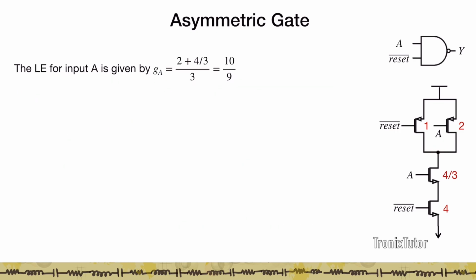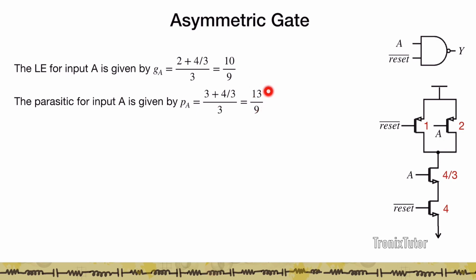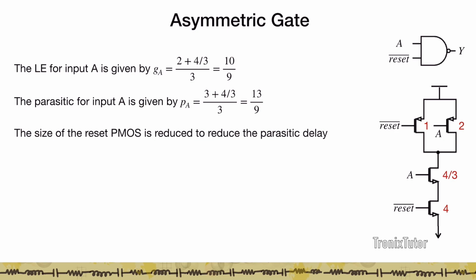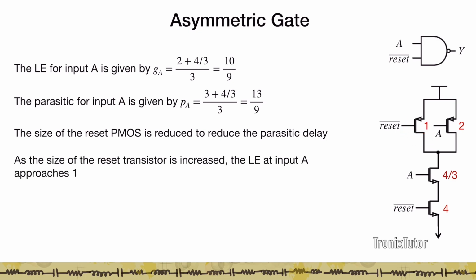If I look at the parasitic delay of this gate, it is given by the net capacitance at this node, which is 1 plus 2, 3 plus 4 by 3, compared to 3, which is 13 by 9. Again, the parasitic delay of the symmetric NAND2 gate is going to be 2. So we have substantially reduced the parasitic delay. Two changes have been made: we have reduced the size of this transistor and we have reduced the size of the reset transistor. Technically, I can keep improving the logical effort of A by making the reset bar transistor wider and wider and by reducing the size of this transistor. Eventually, if you size the reset bar large enough, the logical effort of A is going to be close to 1 in this case.